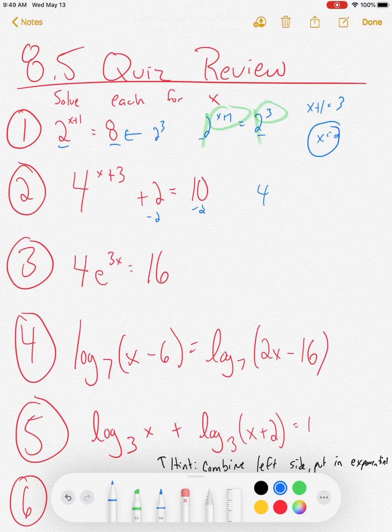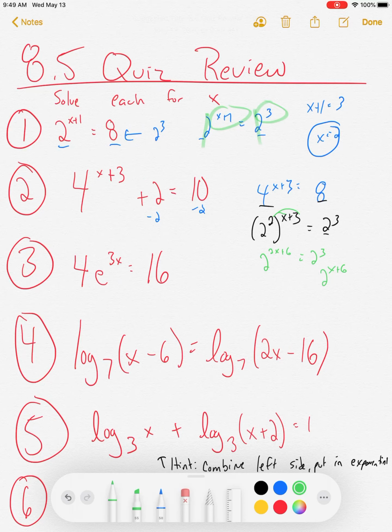Okay, for the next one, now I've got to get the exponent by itself, so I've got to get rid of this 2. Minus 2, minus 2. 4 to the x plus 3 equals 8. Now it's sort of the same thing, but these aren't the same base, but could I make them the same? Well, yeah, they're both powers of 2. Excuse me, 4 is 2 squared, 8 is 2 to the third. So now, on the left side, I have a power to a power, so it's 2 to the 2x plus 6 equals 2 to the third.